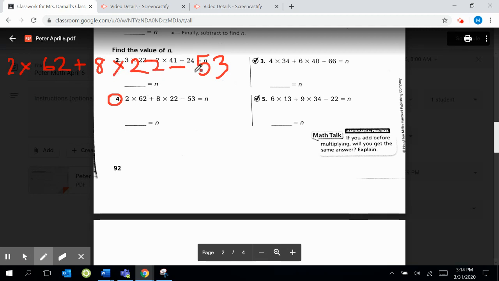And so what we do is we go left to right, doing all the multiplication first and division if there is any, and then we add and subtract. So we're going to start over here first because we always go left to right, and I see a multiplication problem right here. So that's the one I'm going to do.